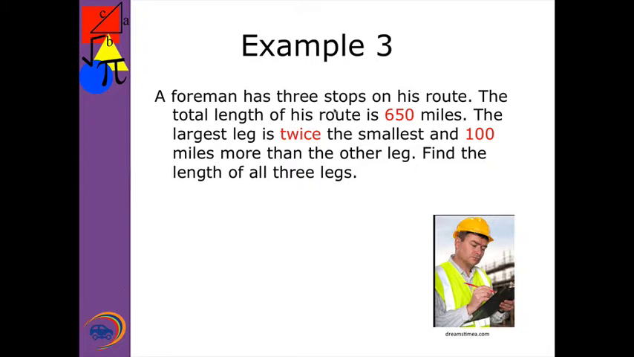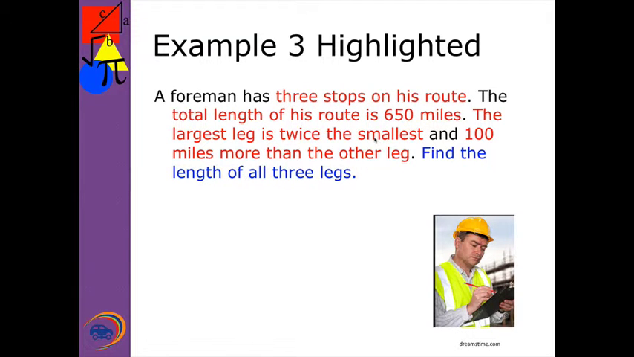A foreman has 3 stops on his route. The total length of his route is 650 miles. The largest leg is twice the smallest and 100 miles more than the other leg. Find the lengths of all 3. So step number 1, highlight or underline the important information. Teacher, pause the video until we've done that. Welcome back. Let's see if you highlighted what I did.